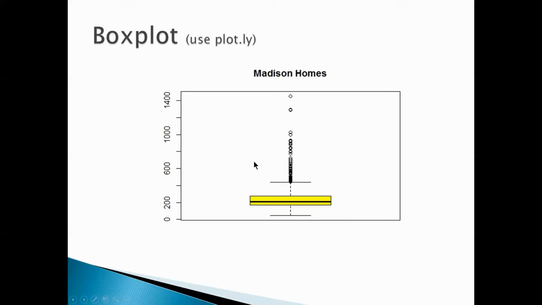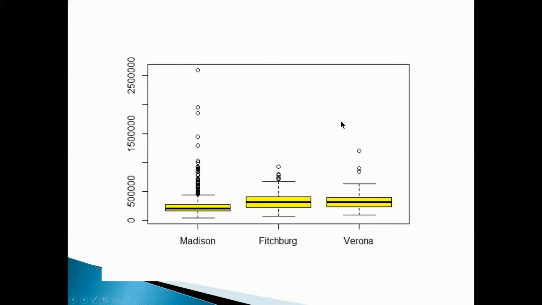So it's another way of representing one quantitative variable. You see again that most of the houses are in this range. Well, not most, but 50% of the houses are between 180 and, I don't know, 300 or something like that. And box plots are particularly useful for comparing multiple distributions of the same quantitative variable, as in here.